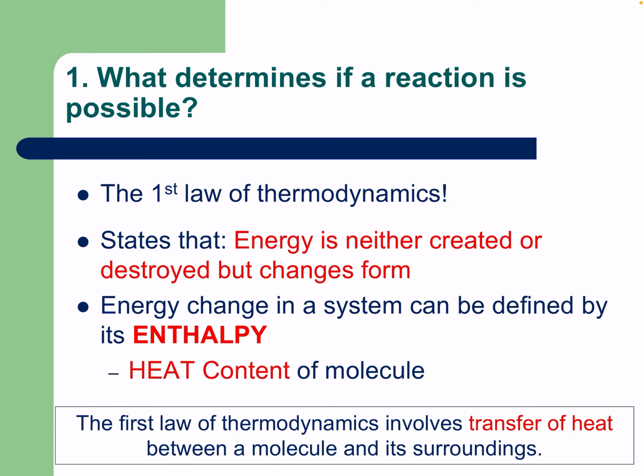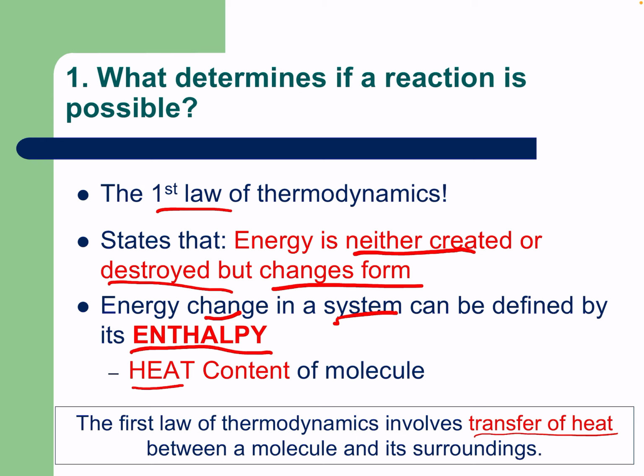So again, we're going to go over thermodynamics, which we talked about briefly last lecture. So the first law, what makes a reaction possible? It is the first law of thermodynamics. This law states that energy is neither created nor destroyed, but changes form. Energy change in a system can be defined by something called enthalpy. Enthalpy involves the movement of heat, essentially. So it's the heat content of a molecule. The first law of thermodynamics involves the transfer of heat between a molecule and its surroundings.